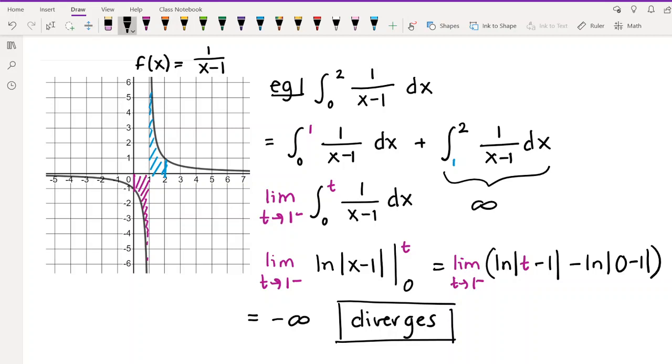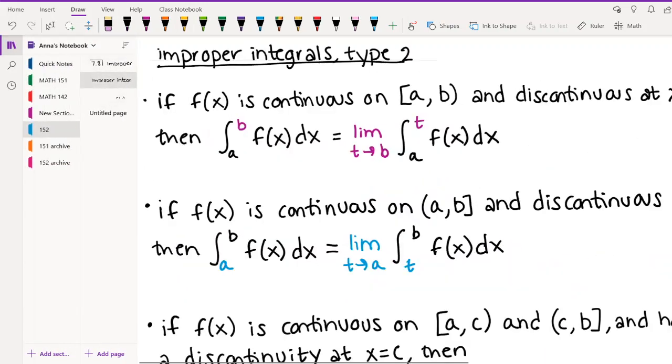Even though maybe you look at the picture and it looks like they should cancel each other out, even though in some sense maybe that makes sense, if you're adding up infinite regions, infinite regions can't cancel each other out. So we just say it diverges. We don't worry about the second integral. So that's written down here.